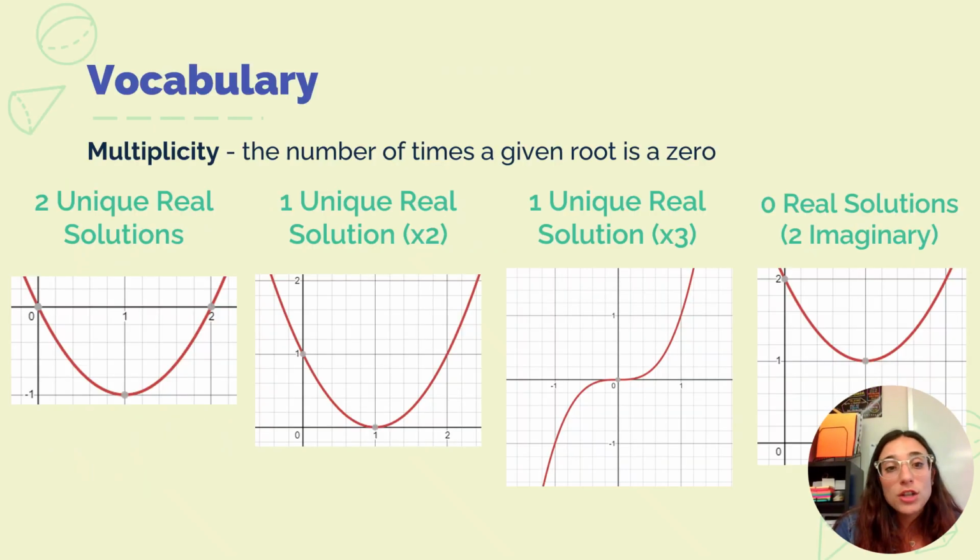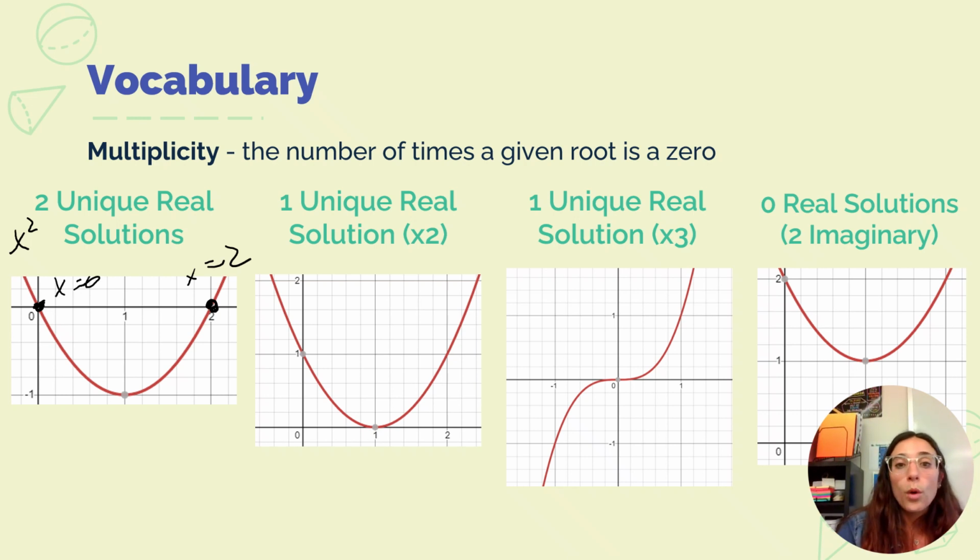Before we get into that, we need to talk about some vocab. Our vocab word for this lesson is multiplicity. It's the number of times a given root is a zero. So we're going to talk about this one over here on the left first. Over here is a quadratic, so that means it has a degree of 2. And if you remember, that means it has 2 roots. Roots are where we cross the x-axis. So if we have two unique real roots, we're going to cross the x-axis twice. So we have two solutions, one at x equals 0, one at x equals 2. Two unique numbers, but still two numbers.